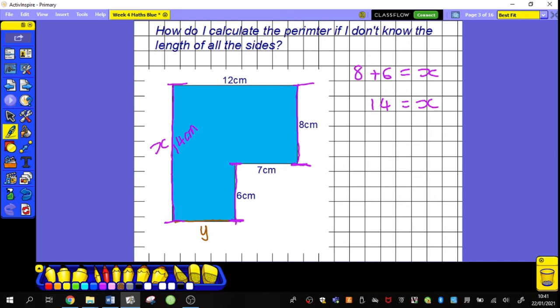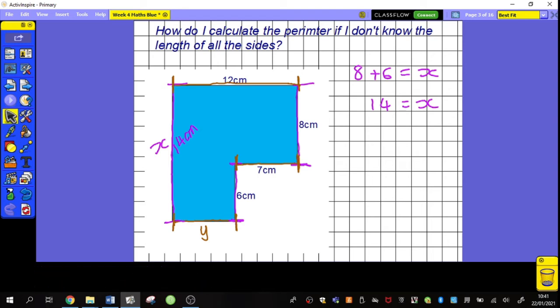Now let's have a look at calculating Y. Now, I can't do the same way, I've almost got to do it in reverse, because this time I'm given my longest length, there, I'm giving the base of my shape, and Y only gets me from there to there. So what gets me the rest of the way is this 7 here.